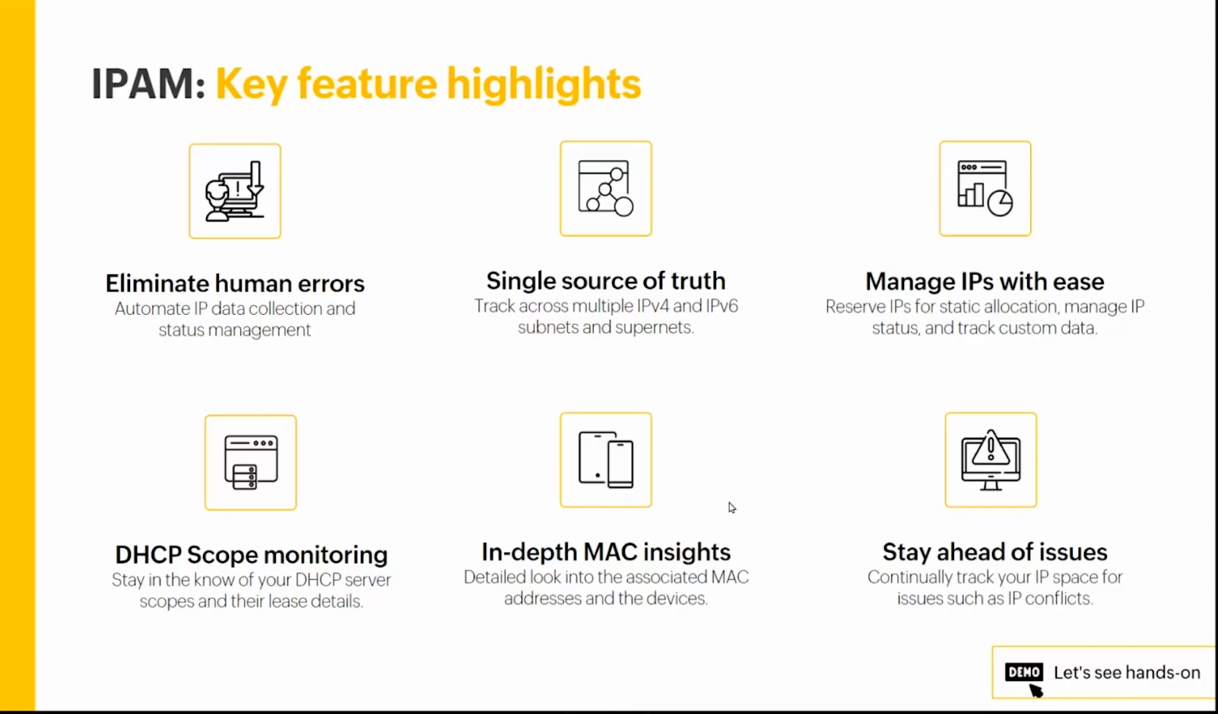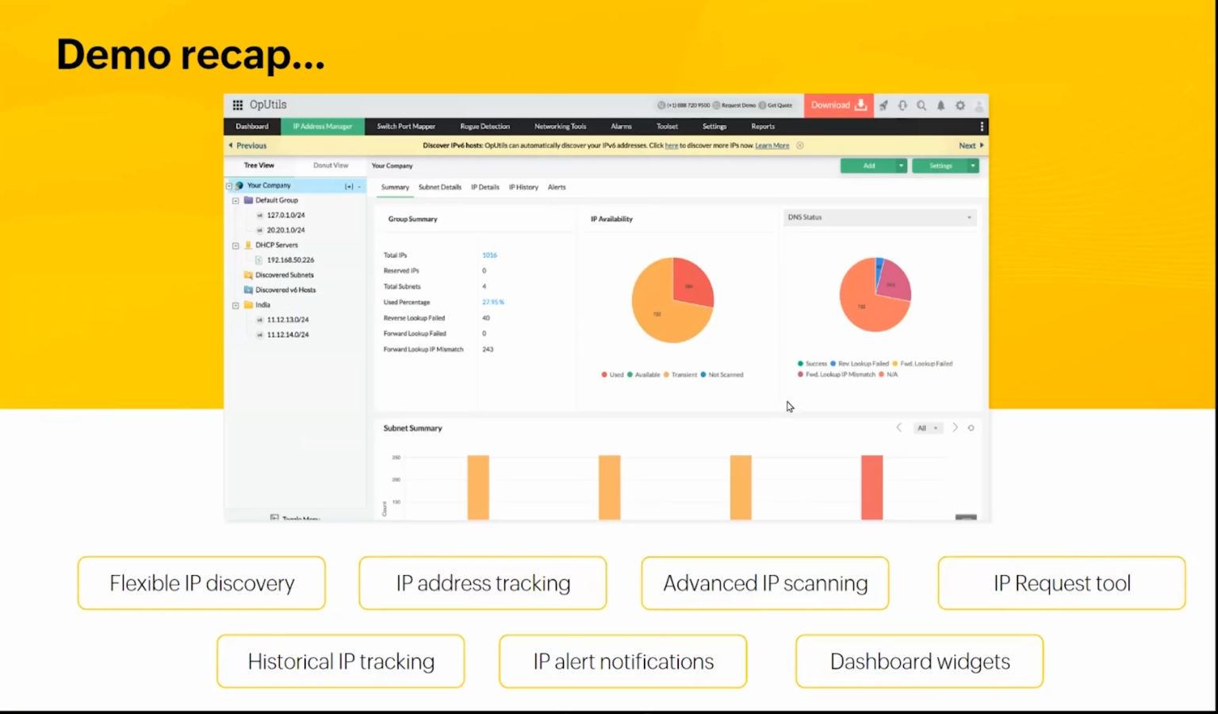Going back to the presentation, let's have a quick recap of what we covered in our demo. So we spoke about flexible IP discovery options that are available within OpUtils. Then we spoke about IP address tracking, where you have the option to start OpUtils in any way you prefer and track all of the IP addresses with various methods that you can use to add via IP subnets, via CSV files or DHCP server discovery, and so on.